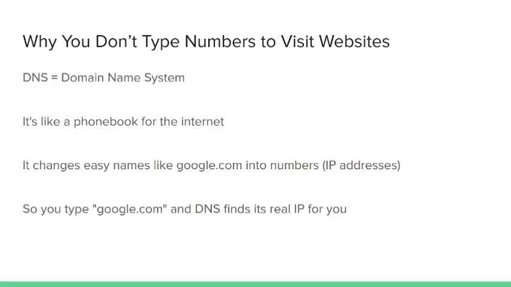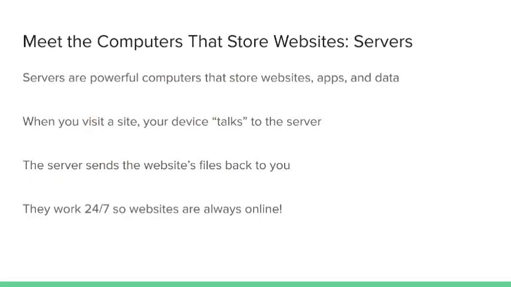And let's now talk about what DNS is. DNS is the short form of Domain Name System. It's like a phone book for the internet. It changes easy names like google.com to numbers, that is the IP address. So if you type the name of a website, let's assume facebook.com, the DNS finds its real IP for you. So DNS is a very helpful guy.